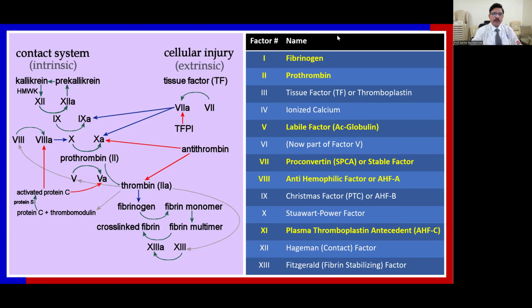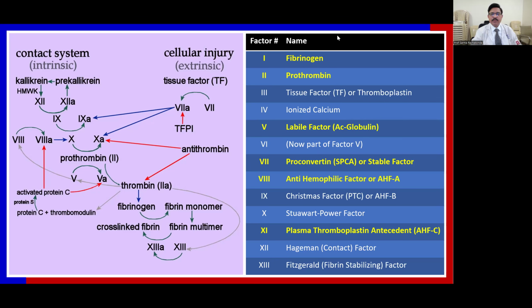Then there is also the SPCA, proconvertin. It's also called the stable factor, a labile factor and a stable factor. There is another factor called the antihemophilic factor or AHFA. Antihemophilic factors are 2 in number. One is called AHFA, the other is called the AHFB. AHFB is factor 9 or Christmas factor, also called the PTC.